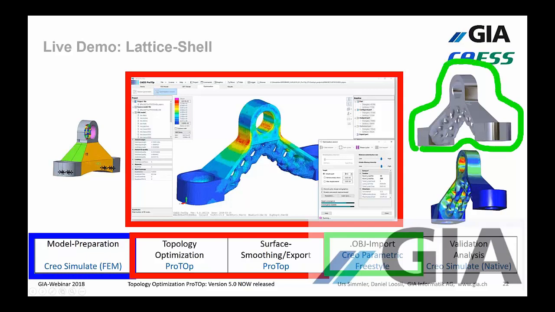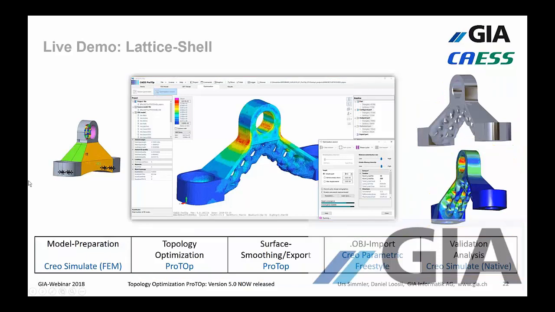Creo Parametric, and with the new geometry I will do a validation analysis in the FEM system of my CAD system. This is called Creo Simulate. So let's start. With that, we're going for Creo Parametric.